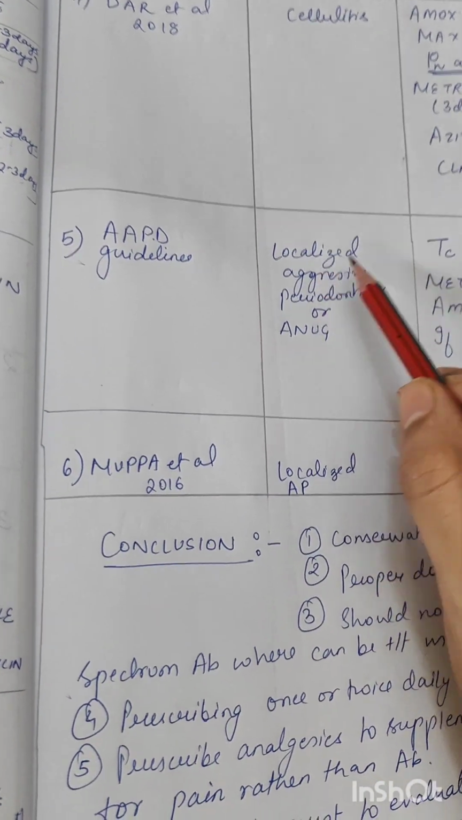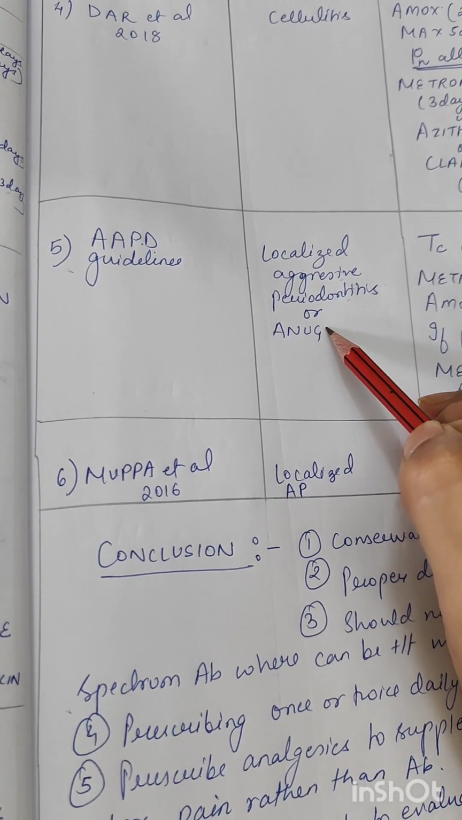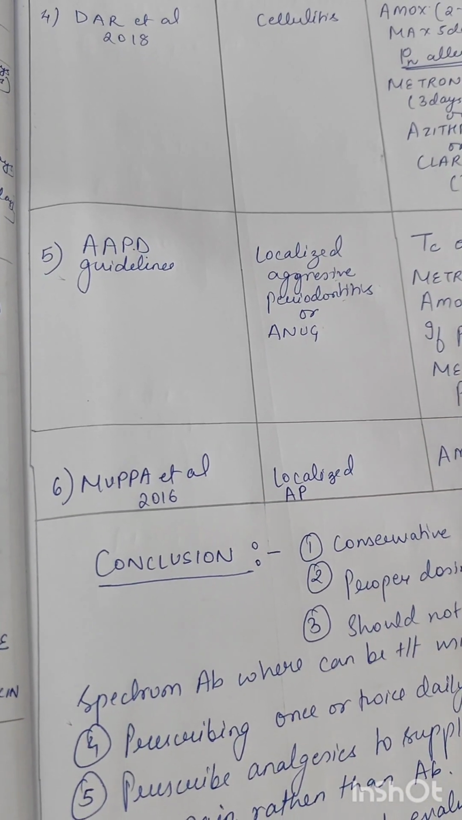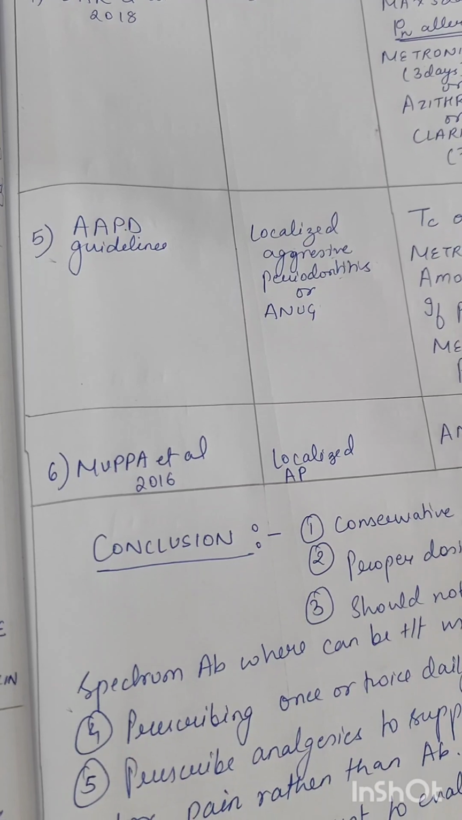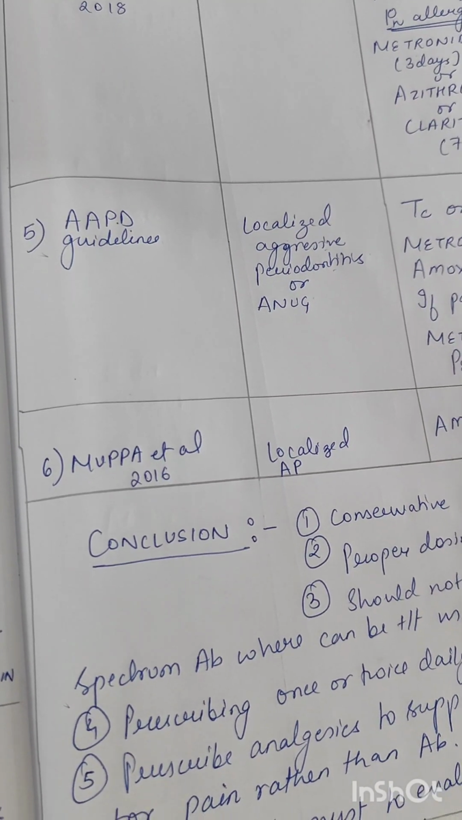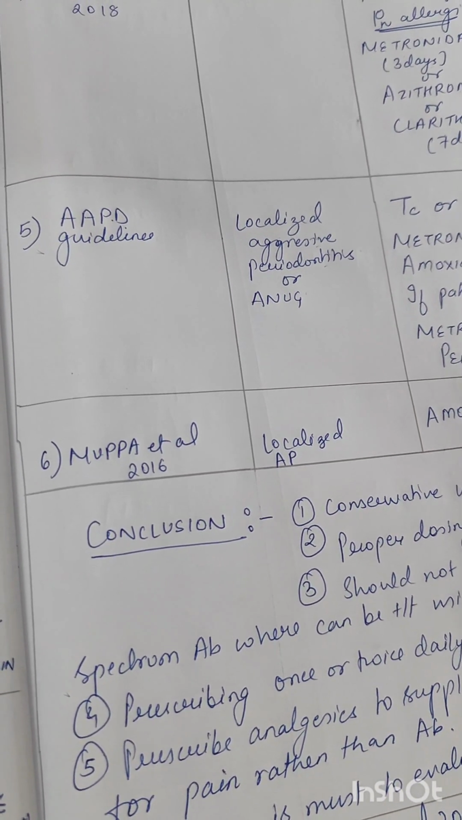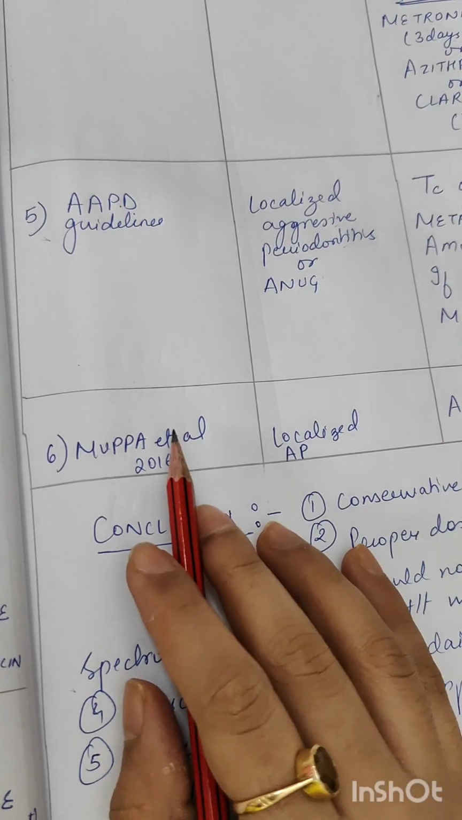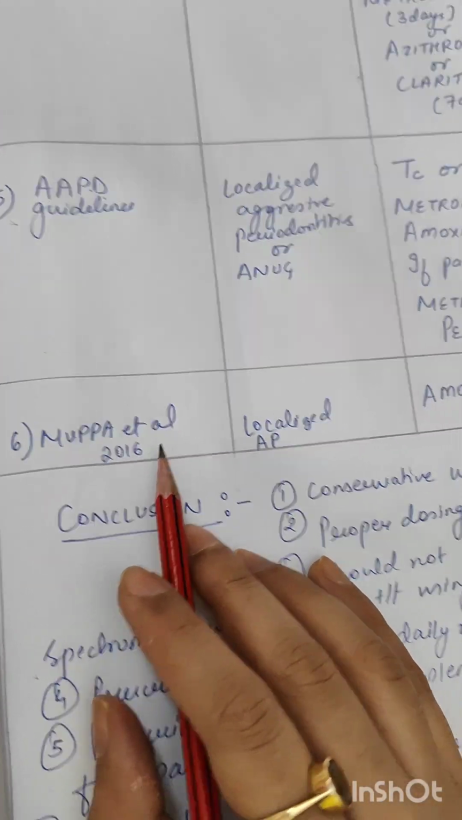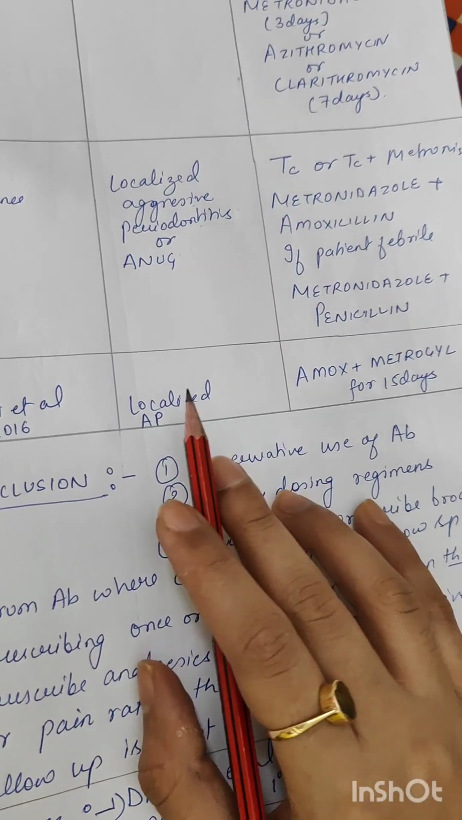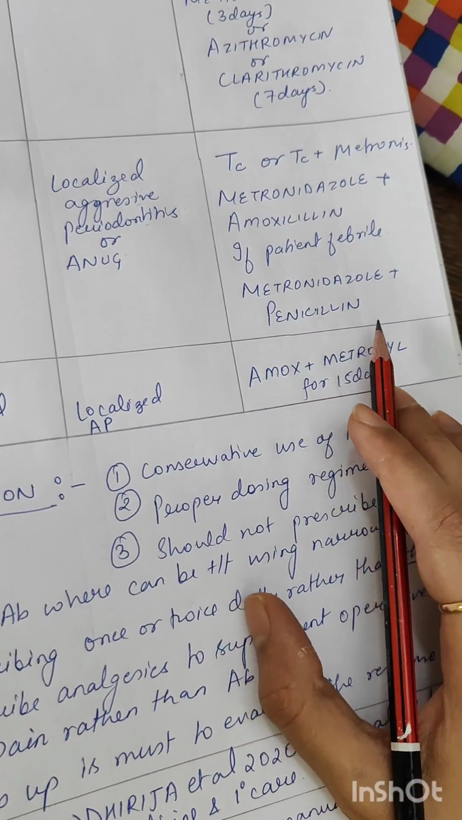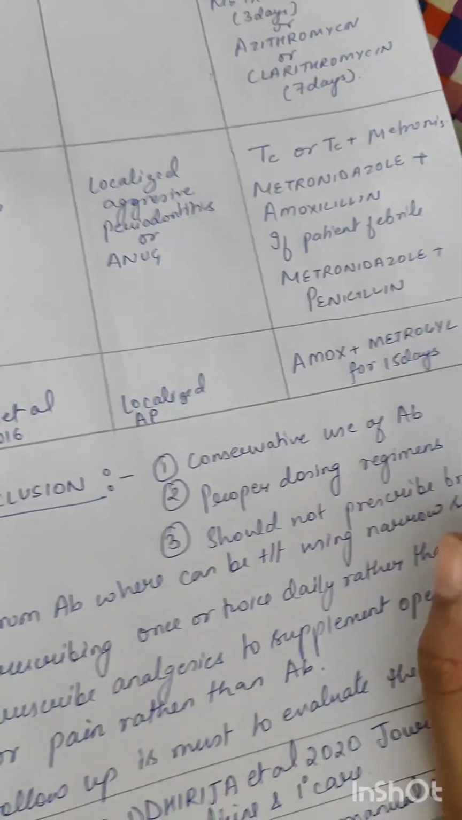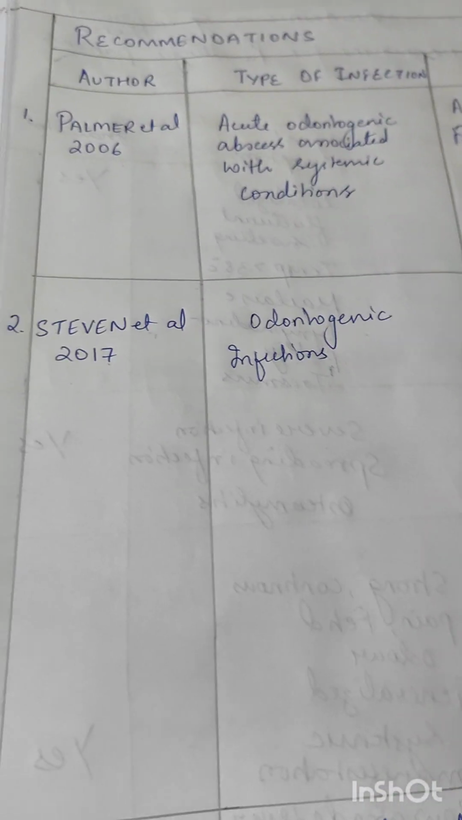AAPD guidelines on localized aggressive periodontitis or ANUG: tetracycline, or tetracycline with metronidazole, or metronidazole plus amoxicillin. If the patient is febrile, then metronidazole plus penicillin. According to Radhika Muppa et al. 2016, in cases of localized aggressive periodontitis, amoxicillin plus metrogel for 15 days. Okay, I hope these recommendations were clear. Again, I'll tell.